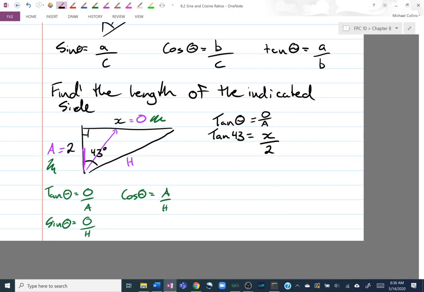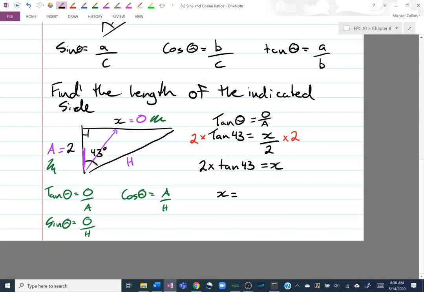So what I'm going to do next is I'm just going to go about trying to isolate x. X is already on the top of a fraction, so I don't need to worry about it. All I have to do is try and get it by itself. To get it by itself, in this case, I'm going to multiply both sides by 2. And I end up with 2 times tan of 43 is equal to x.